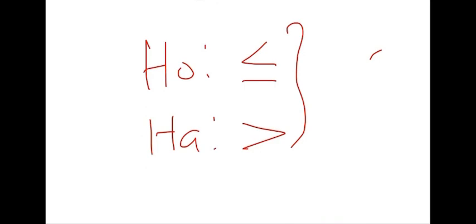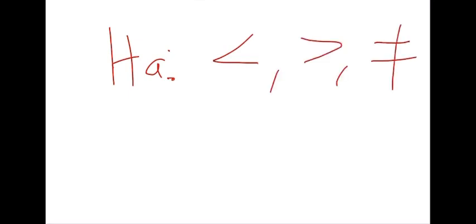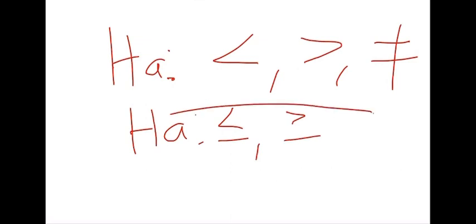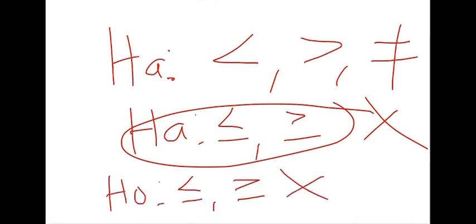I told you what we tolerate, okay, all the time. In the alternative, please don't forget either this or this or this and nothing more. If you write in your alternative this or this, you are wrong. In your null hypothesis, if you write this or this, you are wrong. Your null hypothesis all the time must have an equality sign.